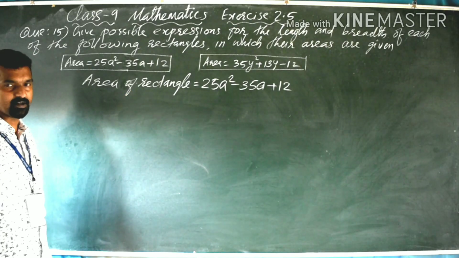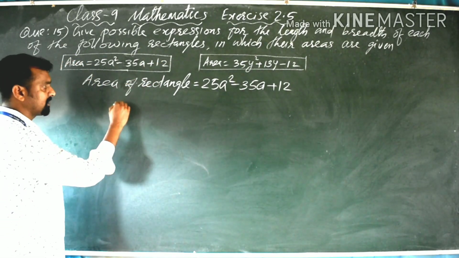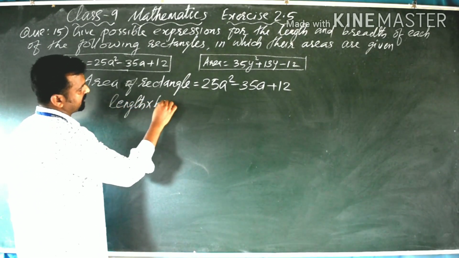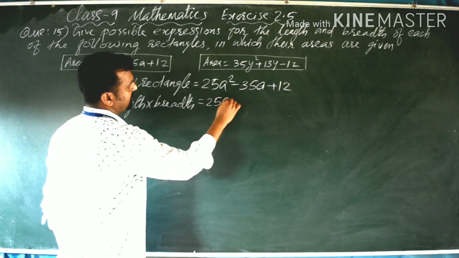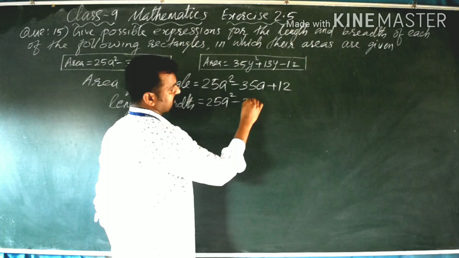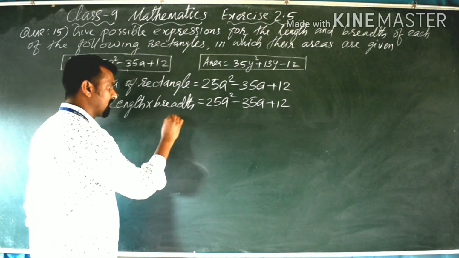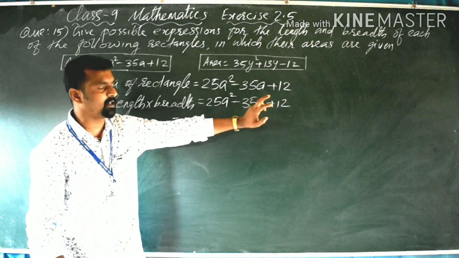Area of rectangle is equal to, what is the formula? We know that the area of a rectangle is equal to length into breadth. Length into breadth is equal to 25a square minus 35a plus 12.